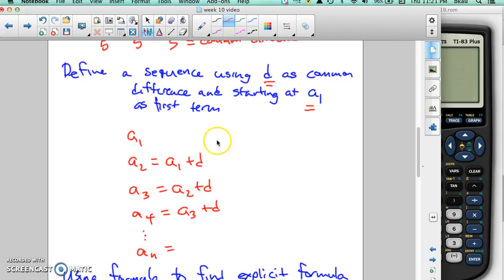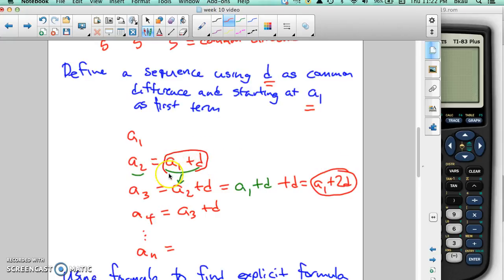Alright, let's see if we can generalize the formula here. So this one looks okay. Now on this one I'm going to use a substitution to rewrite this. I'm going to take this term A2, which I have here, and I know that that's A1 plus D, and I'm going to put that into A2 here. So I'm going to have A1 plus D plus D, or A1 plus 2D. Okay, so this is A1 plus D.